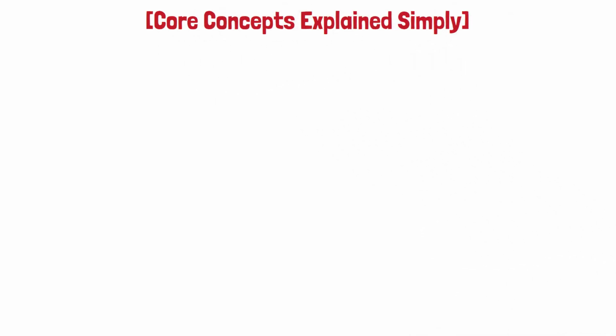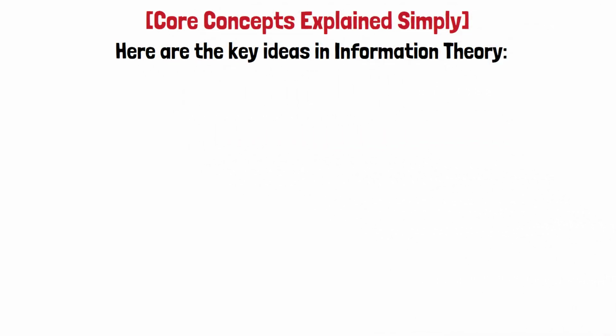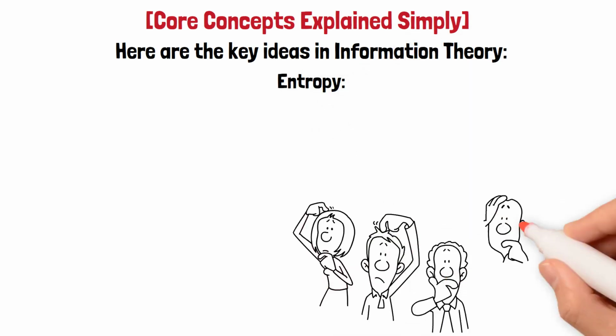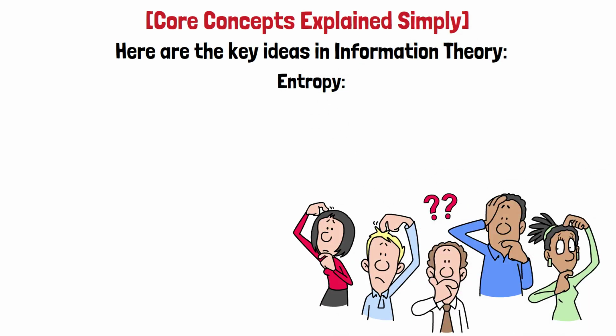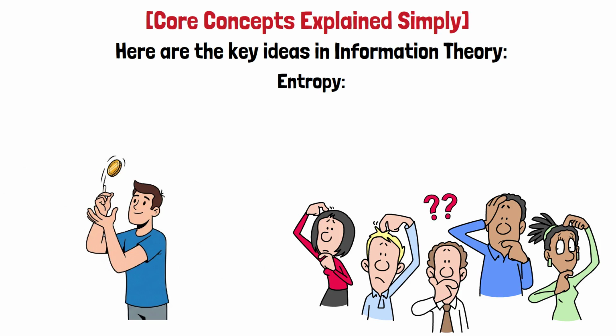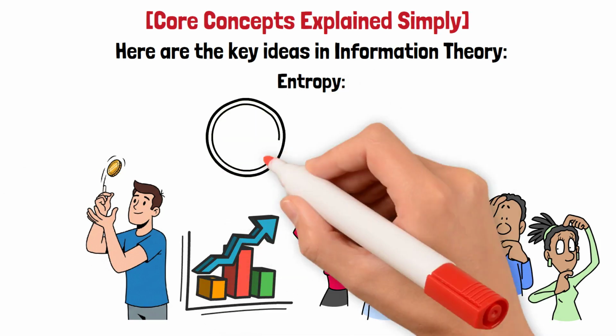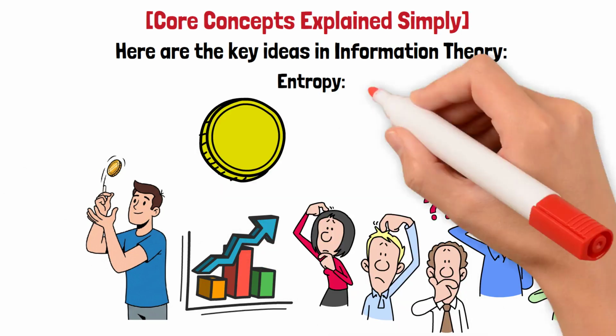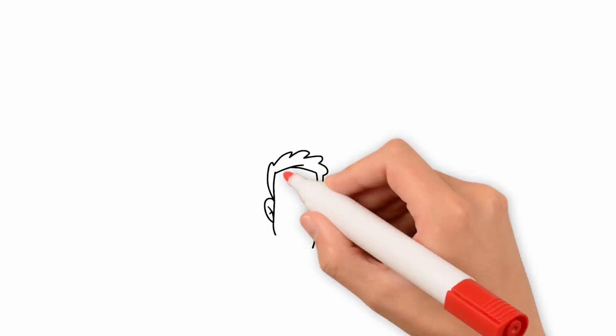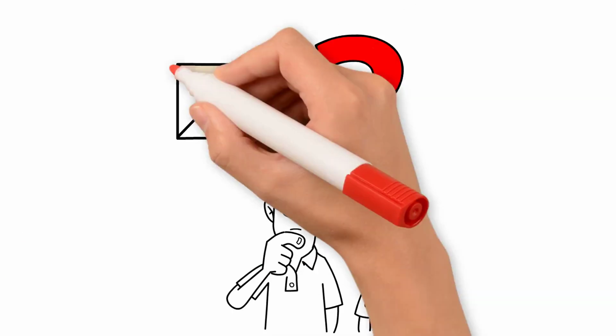Core concepts explained simply. Here are the key ideas in information theory. Entropy. Entropy measures uncertainty. Imagine you're flipping a fair coin. The outcome is unpredictable, so the entropy is high. But if the coin is rigged to always land on heads, the entropy is low. Entropy tells us how much information we gain from each message.